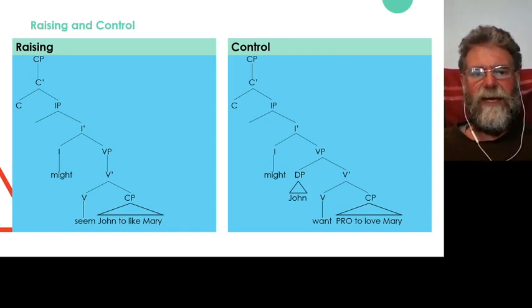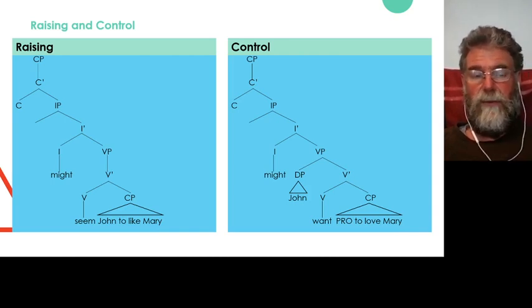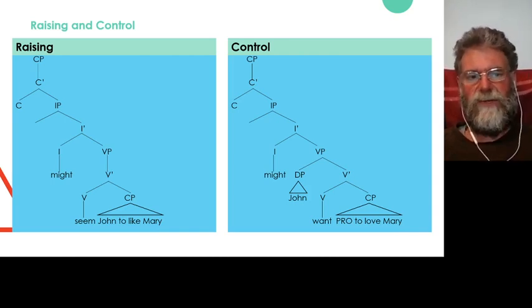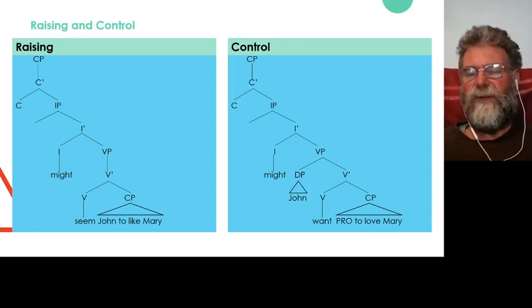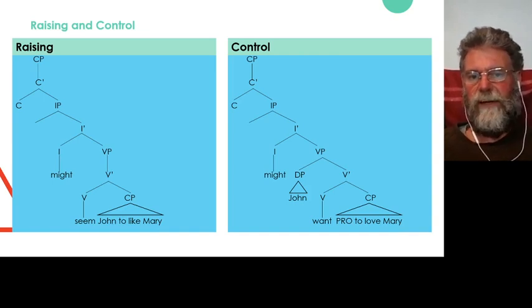Both clauses take non-finite clausal complements, so we've got a CP sitting in the complement position of these verbs, but again we see a difference here. With the raising verb, the subject of that clause is overt and pronounced, it's John, whereas with the control verb we've got a control clause with a pro subject there, and you can't see it because it's unpronounced.